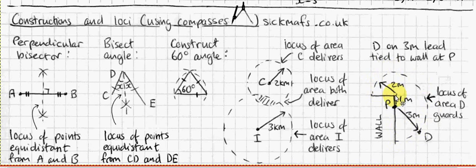Okay, so that gives you an idea of what's going on when you're constructing or making loci. So of course this is the locus of the area the dog guards, this area here. And that is basically it.